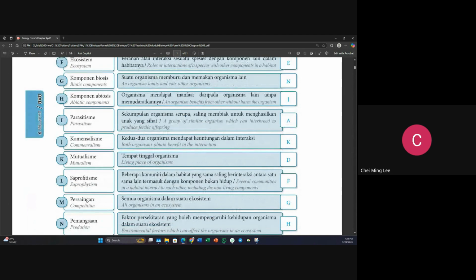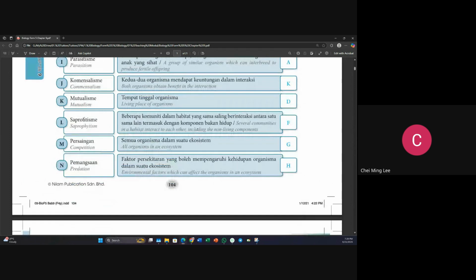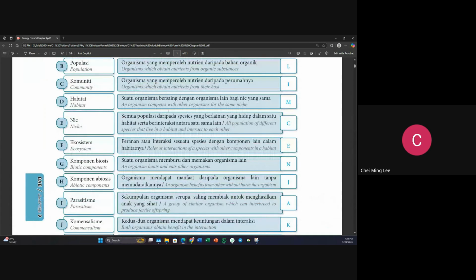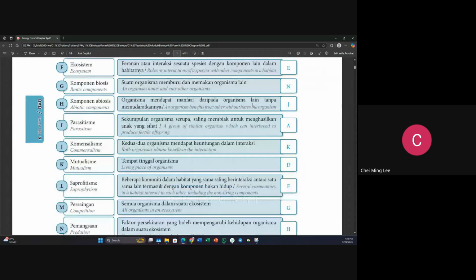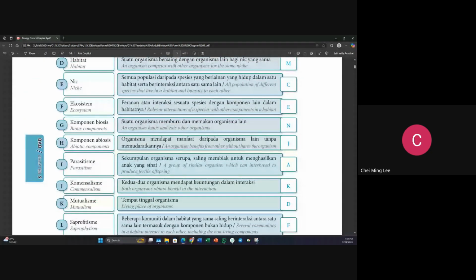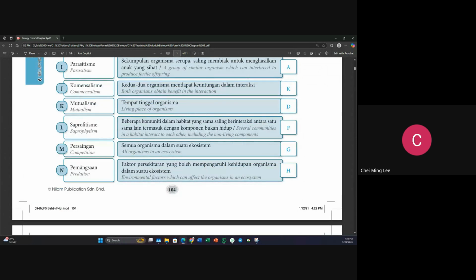Competition is when an organism competes with another organism for the same niche, meaning they have the same role, so they compete with each other for the resources. Predation is when an organism hunts and eats other organisms. So one is the predator, one is the prey. These are the words that you need to understand.